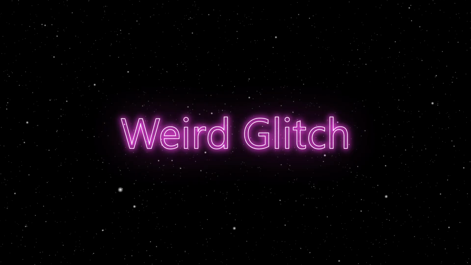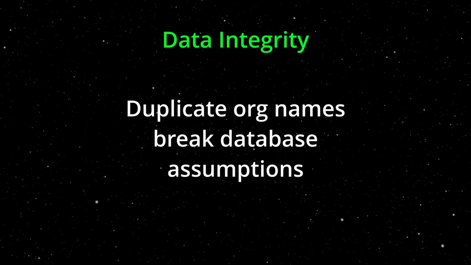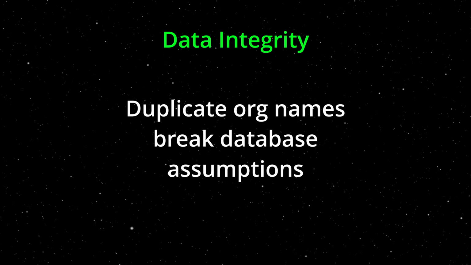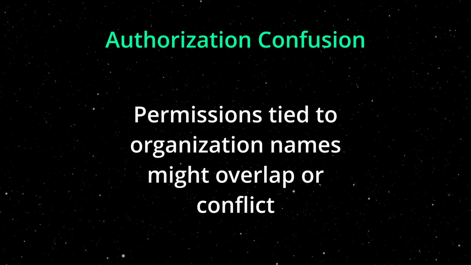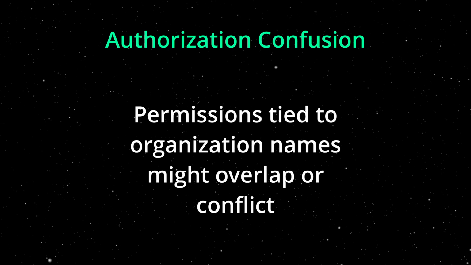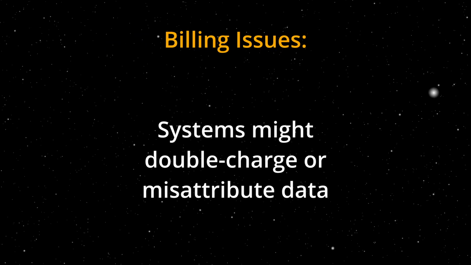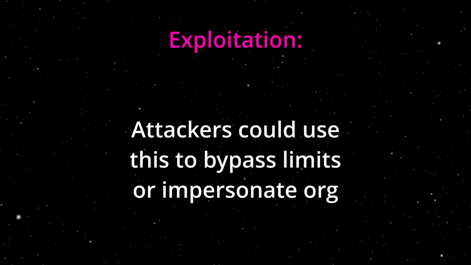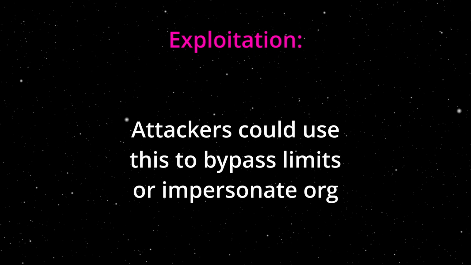Now, you might be thinking, okay, weird glitch, but is it serious? The answer is yes. Here's why. Data integrity: duplicate org names break database assumptions. Authorization confusion: permissions tied to organization names might overlap or conflict. Billing issues: systems might double charge or misattribute data. Exploitation: attackers could use this to bypass limits or impersonate orgs.